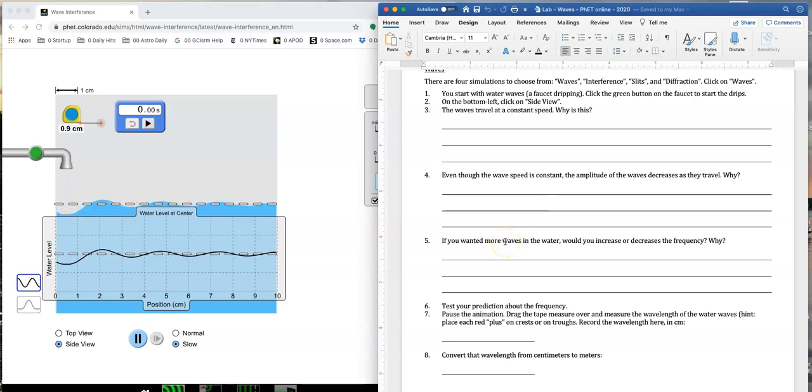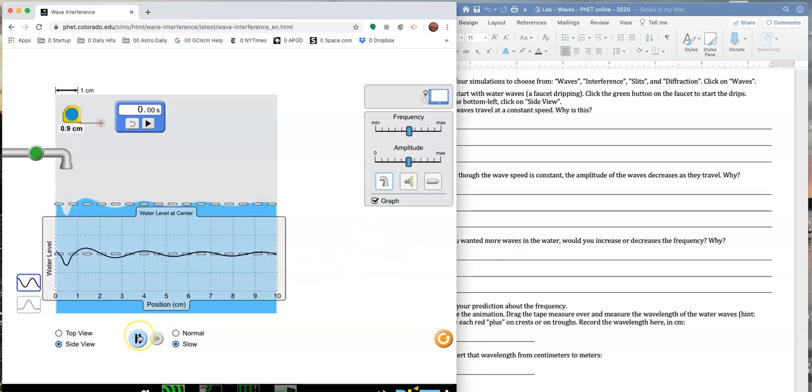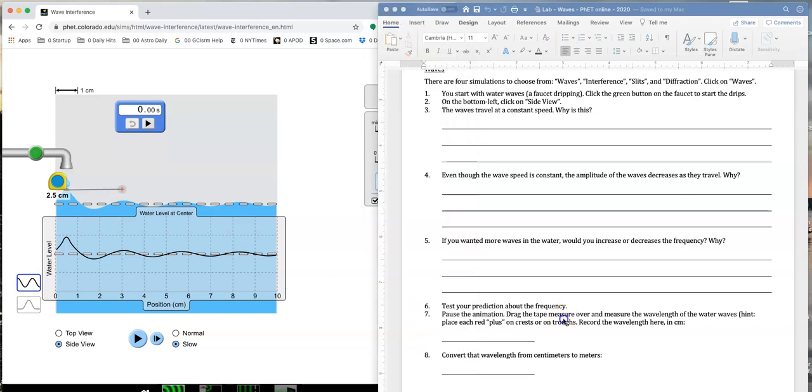Then number seven says, drag the tape measure over and measure the wavelength of one of the water waves. So here's my animation. I'm going to catch that initial crest right at the top. And then I'm going to take my tape. I have the red plus right there, right where the tape is. And I'll stick it right there. And then drag the tape over to where the next crest is. And that gives me a wavelength of 2.5 centimeters. So I'm going to write that down. That would be number seven, 2.5 centimeters.